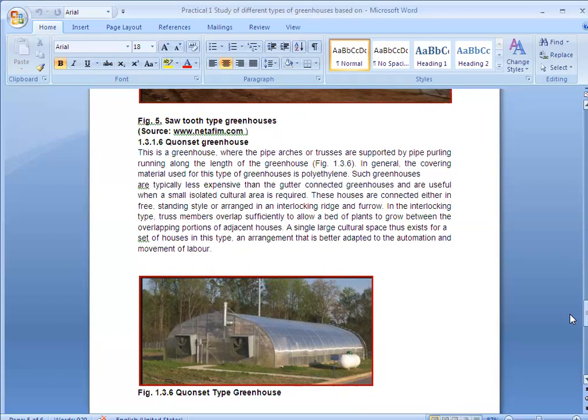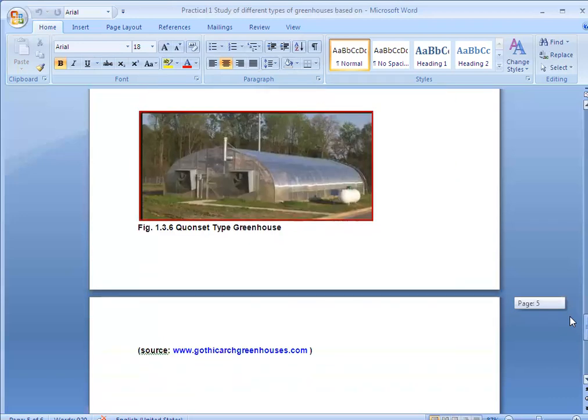These houses are connected either in free standing style or arranged in interlock ridge and furrow. In the interlock type, truss members overlap sufficiently to allow a bed of plants to grow between the overlapping portions of adjacent houses. A single large cultural space thus exists for the set of houses in this type. This arrangement is better adaptable to automation and movement of labor. And this picture is a quonset type of greenhouse.